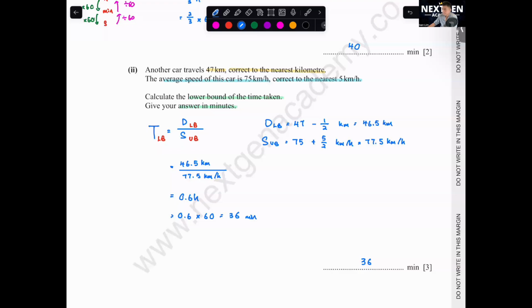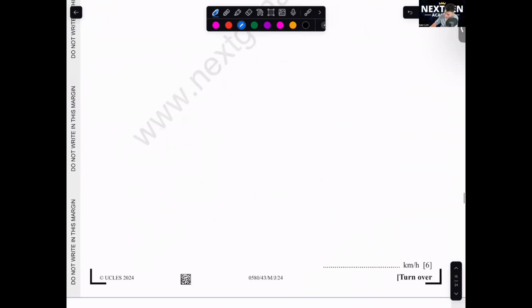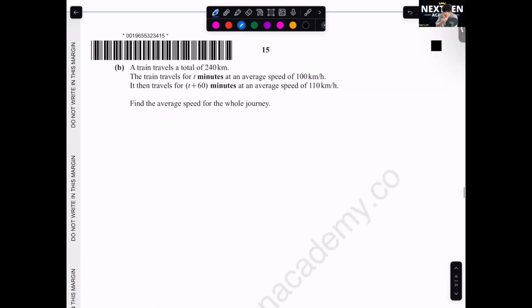Okay, question B. Question B is a lengthy one. See, it's a 6-mark question. A train travels a total of 240 km. The train travels for t minutes at an average speed of 100 kilometers per hour, then t plus 60 minutes at an average speed of 110 kilometers per hour. Okay, this one is the total distance. Calculate the average speed of the entire journey.